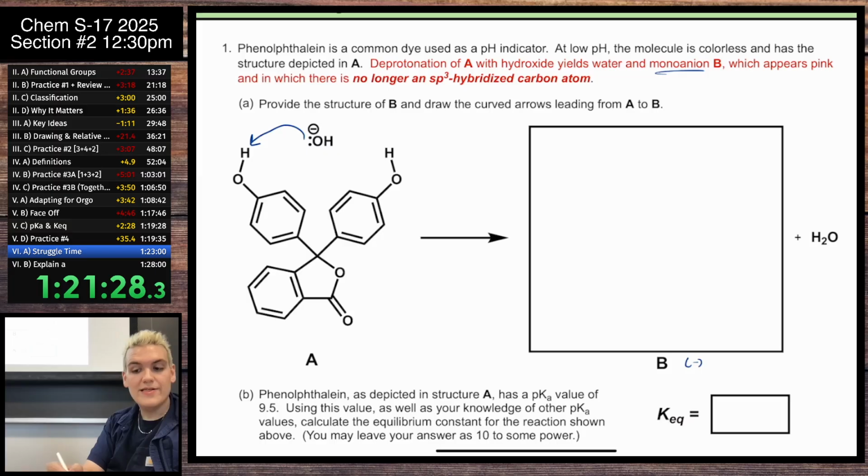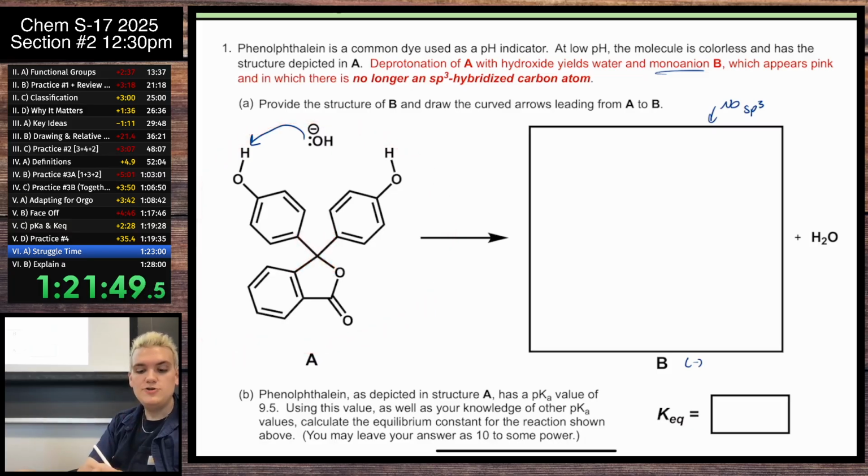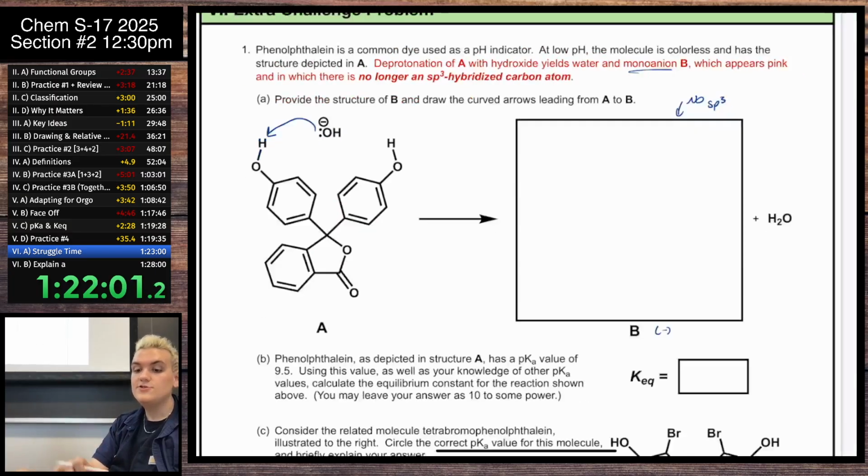Now the last part, which is the most crucial, which appears pink and in which there is no longer an sp3 hybridized carbon. So B has no sp3 carbon. And where's our sp3 carbon in A? In the middle. So somehow we need to break one of these bonds. We need to go from the action happening here, somehow carry it down with curved arrows, and break a bond here. Woof. So I'm going to let you try that.